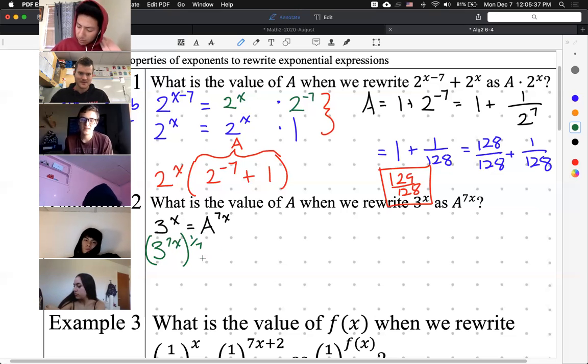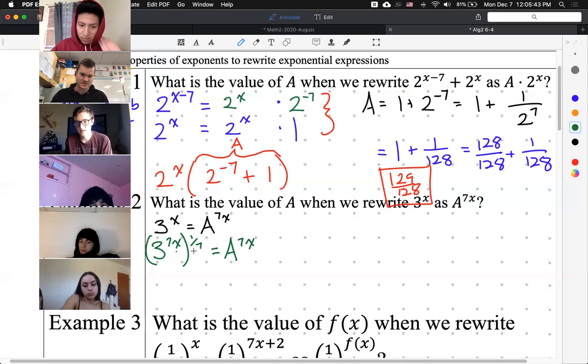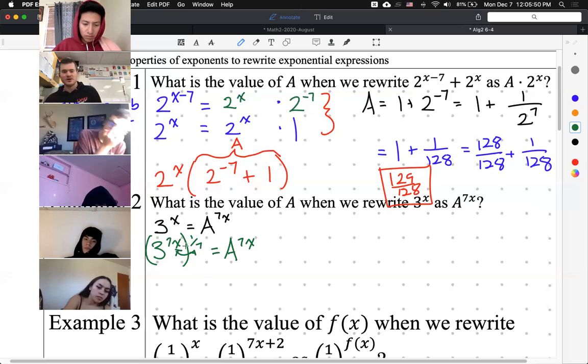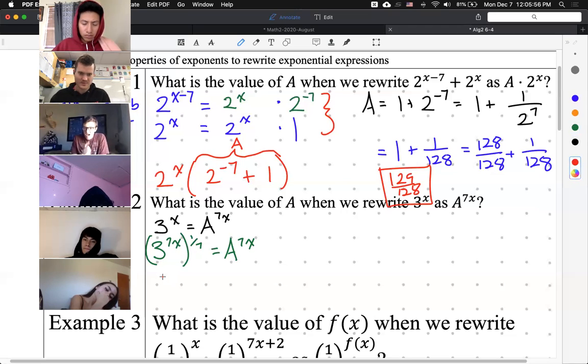So this is still equal to a to the power of 7x. I'm going to rewrite this left-hand side. You're allowed to switch the inside and outside just because they're being multiplied. Whenever I have a power to a power, really you're saying 7x times 1/7, which is again just x. So what I'm going to rewrite down here is, let's use blue, new color, 3 to the power of 1/7, that is on the inside, and this is going to be to the power of 7x. That should be equal to a to the power of 7x.